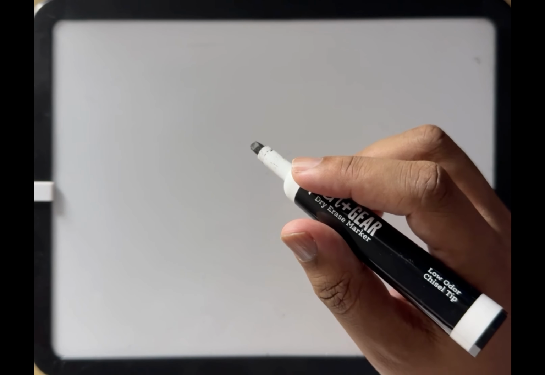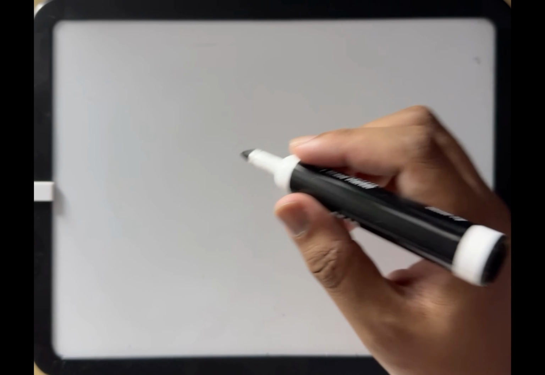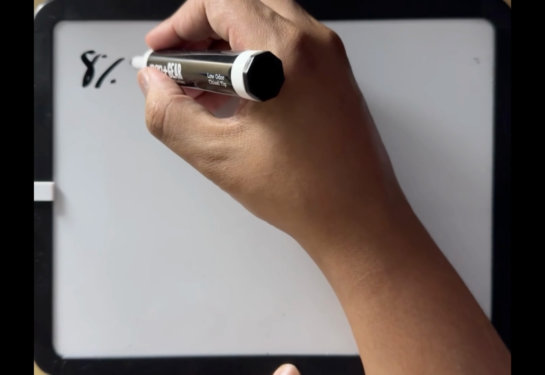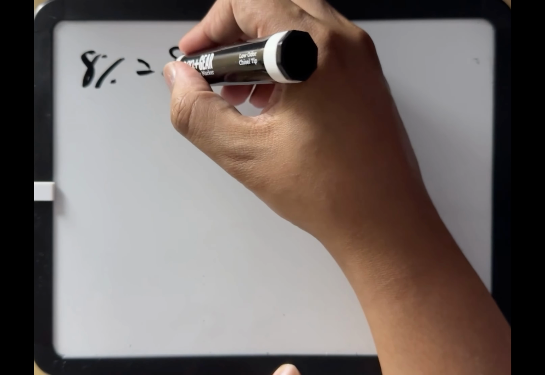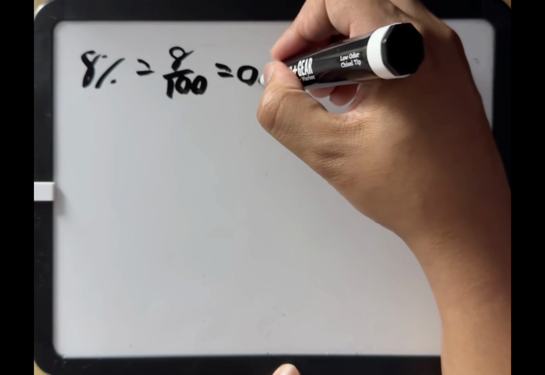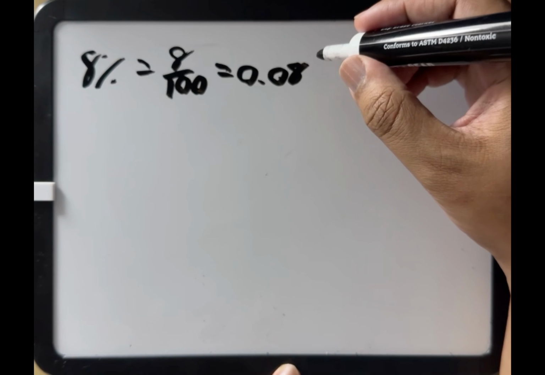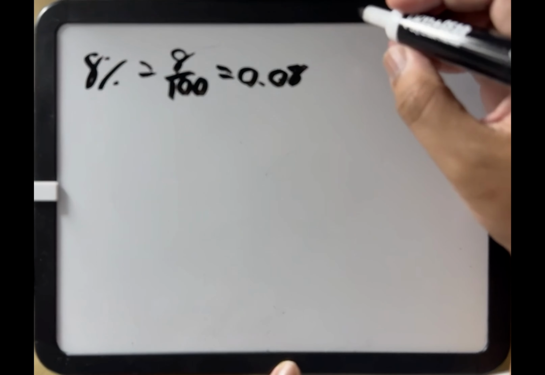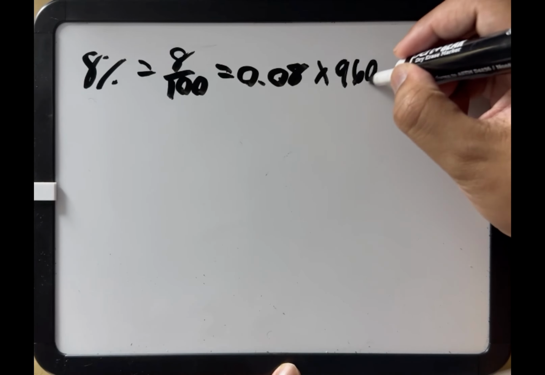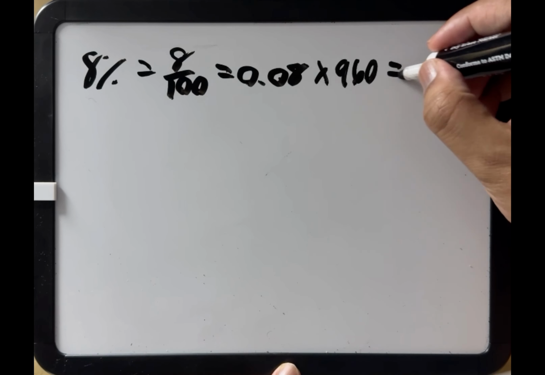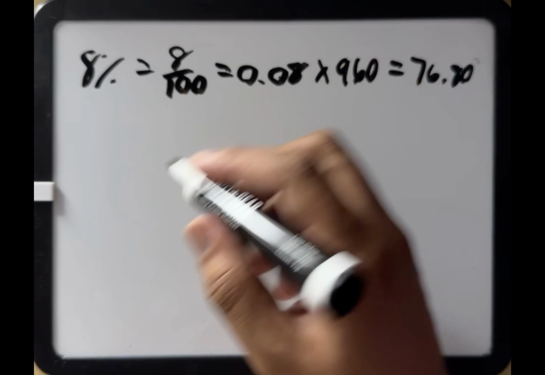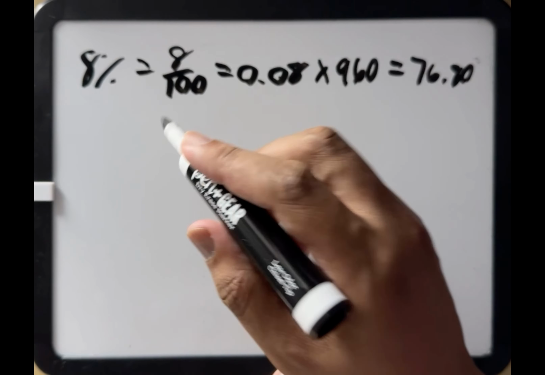What is 8% of 960? Once again, we convert 8% to a decimal. 8% equals 8 over 100 equals 0.08. Now we multiply to find the tax amount. 0.08 times 960, which was our new amount, equals 76.80. Now we add the tax to the discounted price.